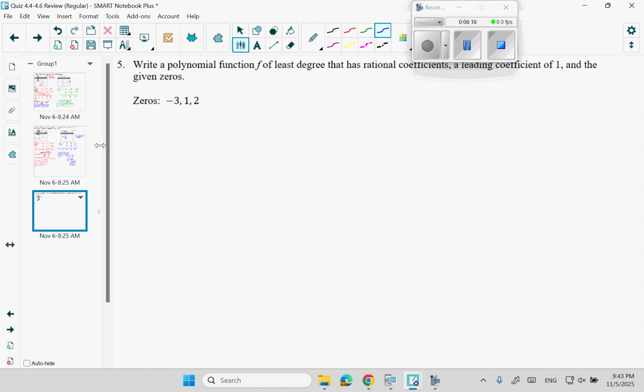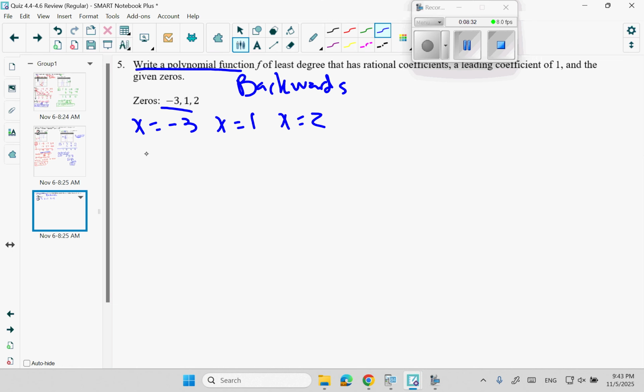Last one, we are given the zeros and writing a polynomial function, so we are going backwards. So we know that x equals negative 3, x equals 1, and x equals 2. So we have to turn those into parentheses. So x plus 3, x minus 1, and x minus 2. Importantly, it tells me my leading coefficient is 1, so I can stick a 1 out front.